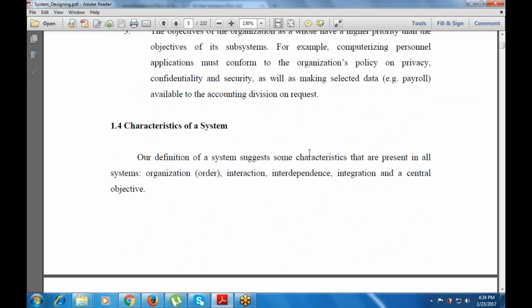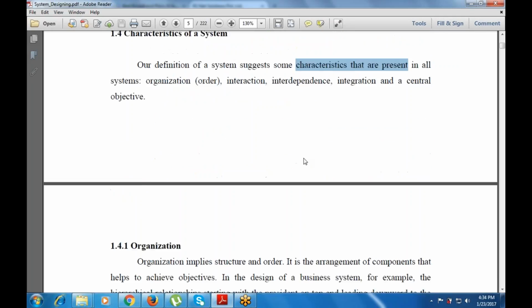So our definition will give some characteristics that are present in all systems. That is order, organization, interaction, interdependence, integration, and a central objective. So these are the various characteristics that are present in a system. They are known as organization, interaction, interdependence, integration, and the central objective.